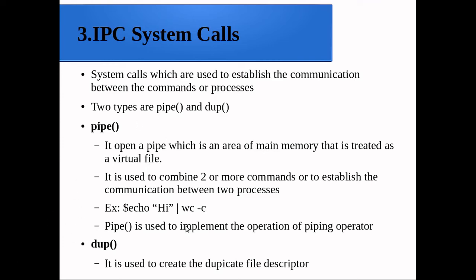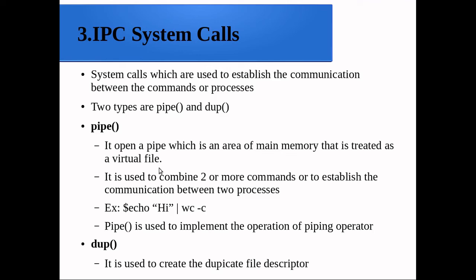We have already studied the pipe operator, right? What is the purpose of the pipe operator? The pipe operator is used to combine two or more commands. I can say in another way, two or more processes. On the left side we will have one process or one command. On the right side we will have another process or command. So what is the output of the left side command or process? It will be given as the input to the right side command or process. So it is one way of interprocess communication, right? For that, the pipe system call is used to implement the operation of the piping operator.